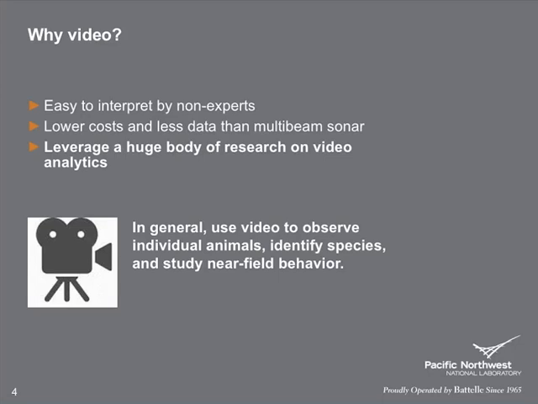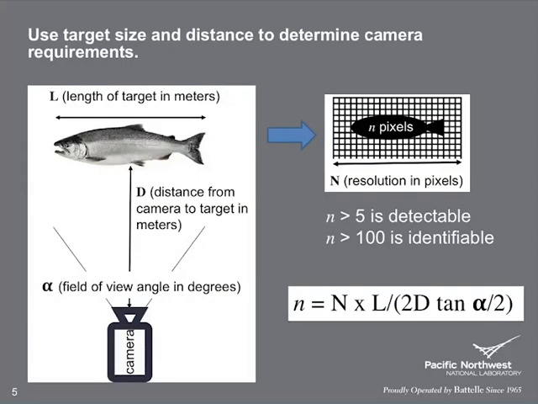And in general, you will want to use video when you want to make close-range observations of individual animals, when it's important to identify the species, and when you want to study their behavior kind of close into, say, the energy devices or some structure like a mooring. Because video will allow you to identify these details better than some of the other types of sensors that I've mentioned.